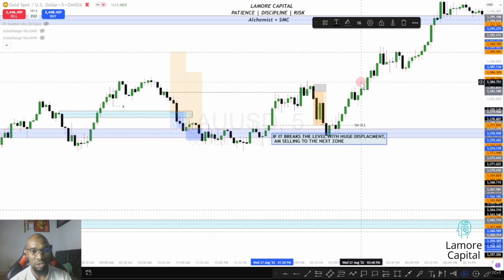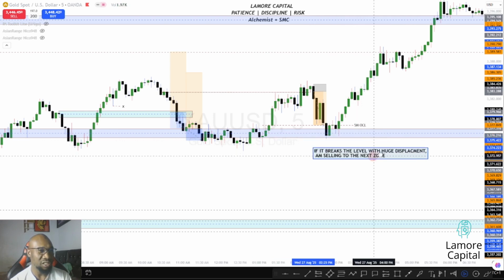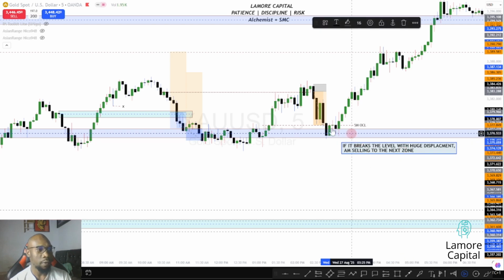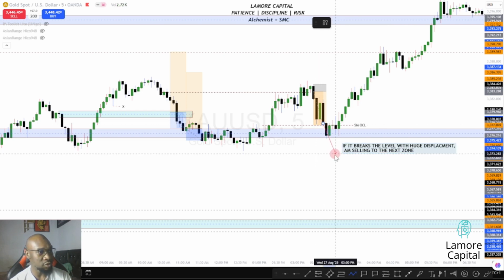You see, trading rules is very, very important. Trading rule is very, very important. See what happened here. My plan was that if it breaks this particular level with huge displacement, I'm selling to this next zone. So what I was expecting was that if it breaks with this displacement, maybe it displaced here, then maybe a pullback would come and retest this level, and that is where I will enter from, and I will trade it to this level.